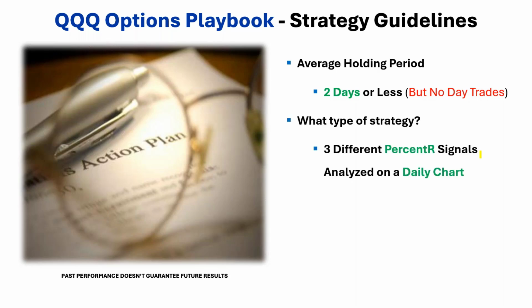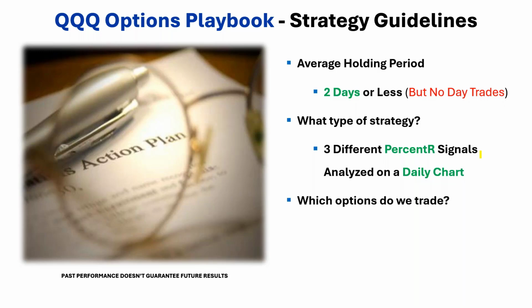What type of strategy? As I said earlier, there's 8 different categories that these trades can fall into, but there's only 3 of the 8 that trigger signals for us using the PercentR, using the candle movements. Okay, each one of these charts that I'll be showing you today is a daily chart. Why? Because the trading system is based off how the price of the QQQ is acting within that last few minutes of the trading day, and of course in relation to the PercentR indicator.